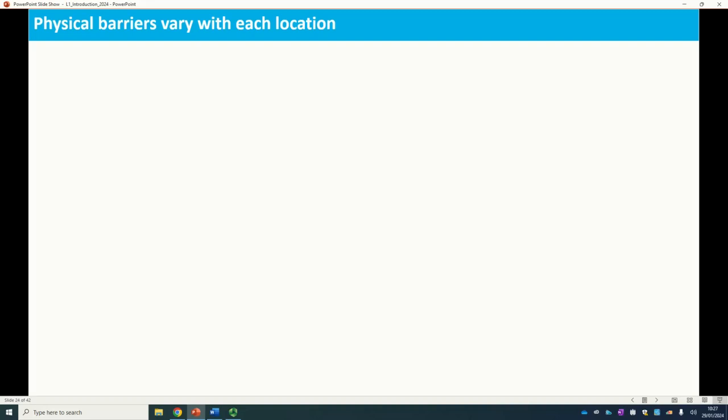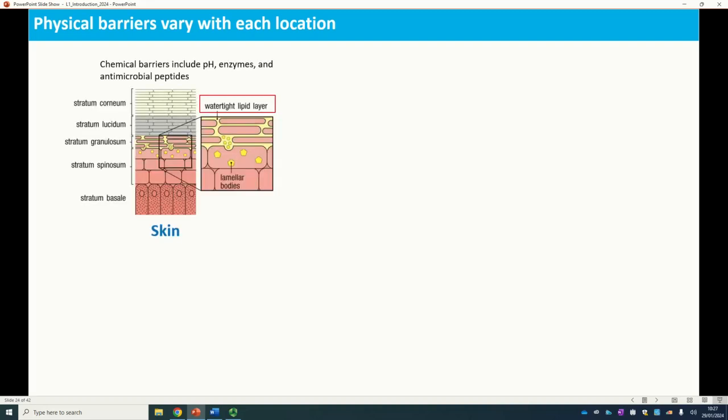But it's important to remember that the barriers vary with each location, and they're quite distinct. If we look at the barriers of the skin, you're obviously aware that this is multiple layers thick, so it's providing protection in that way. It's watertight. And then we also have our chemical barriers. As we mentioned, we have pH, enzymes, as well as antimicrobial peptides, all helping to maintain that barrier.